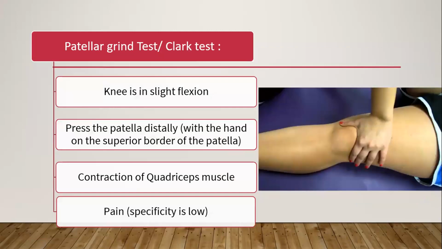Coming to Clark test, here the knee is in slight flexion, and the examiner is pressing the patella at the superior border, then asks the patient to contract his quadriceps muscles. If pain is elicited, then the test is positive.